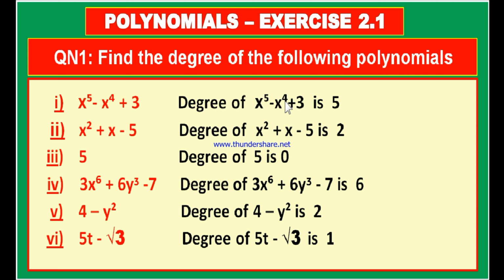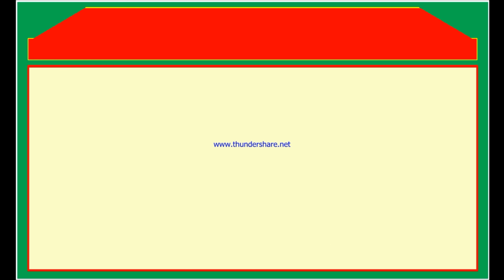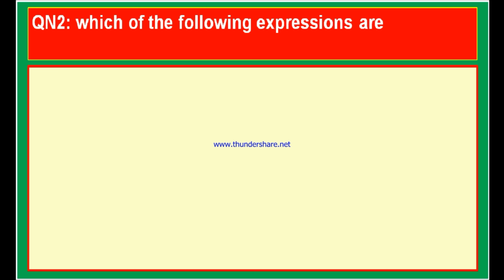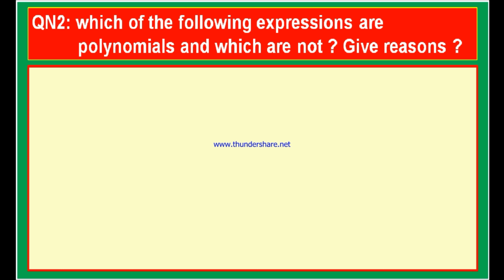Therefore, the degree is nothing but the highest exponent of the variable in the given terms. Understood? Now, let us solve question number 2. You see, this is question number 2. Which of the following expressions are polynomials and which are not? Give reasons. I shall repeat. Which of the following expressions are polynomials and which are not, and give reasons.